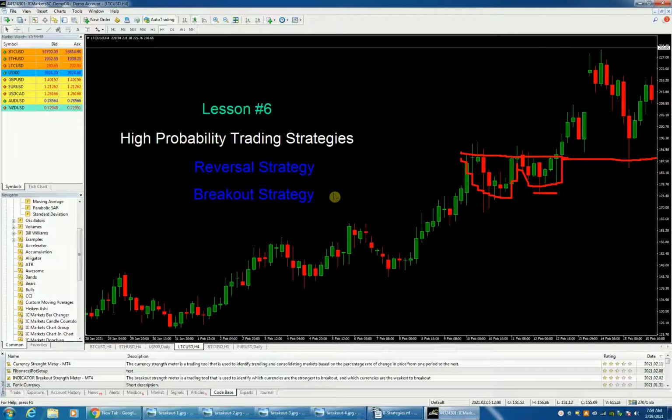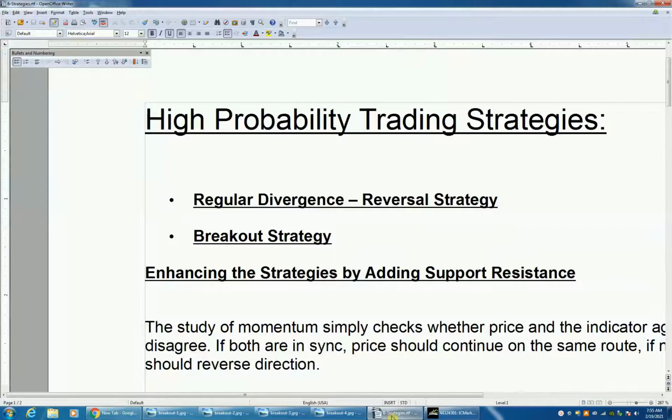All right, in lesson number 5, we talked about support and resistance. And if you apply support and resistance to the reversal strategy and the breakout strategy, you're going to enhance your probabilities of success. All right, so let's discuss them right now. Today is the last lesson on this mini trading course, which will give you everything you need to get out there, start practicing, and start making money.